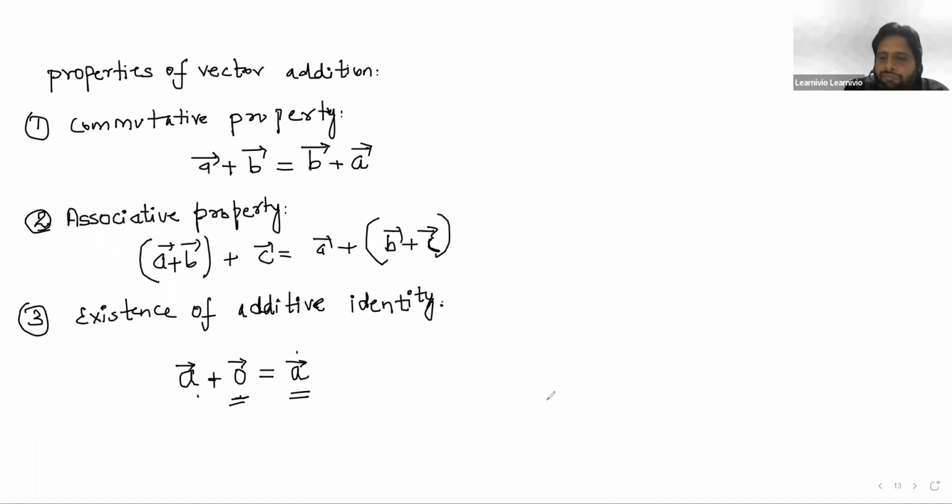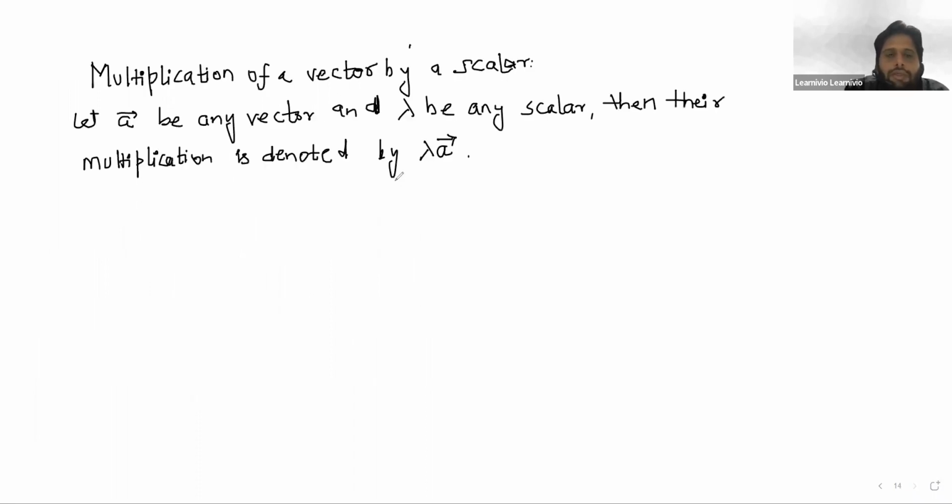Now the next is multiplication of a vector by a scalar. If you have any vector A and you are multiplying it with a scalar, which we denote by lambda, then that will be denoted by lambda into A. We will solve questions on the basis of all of these.